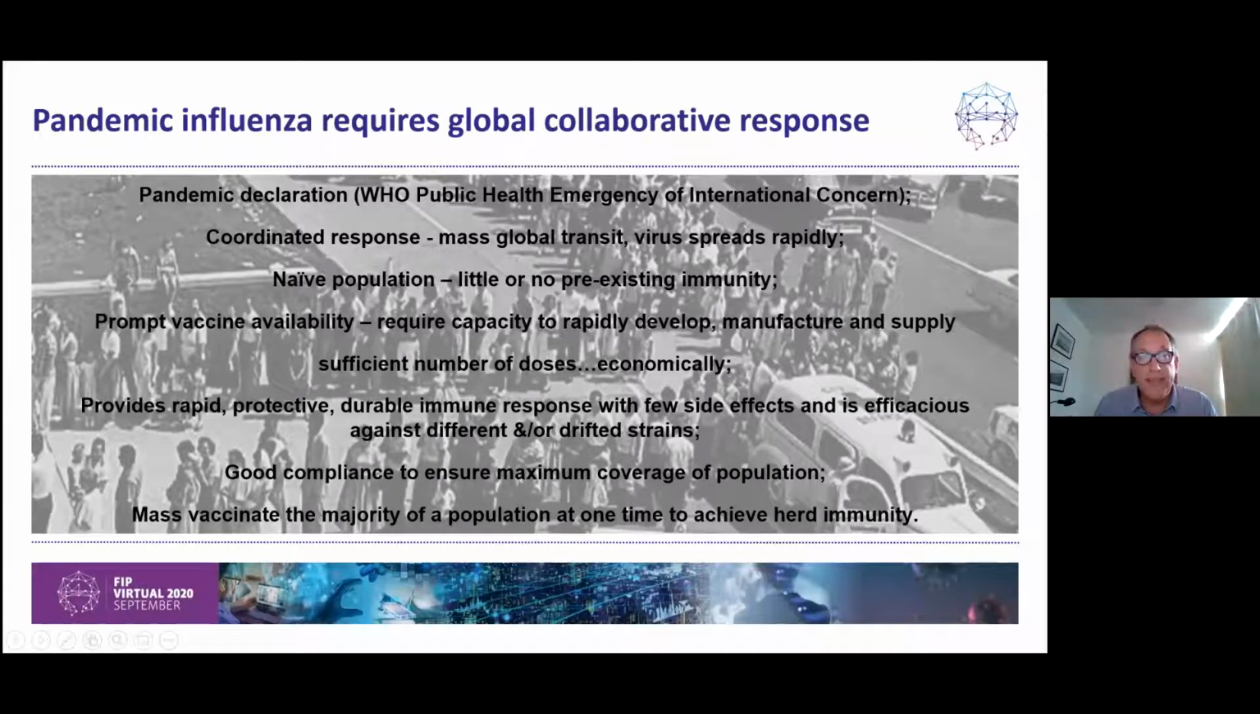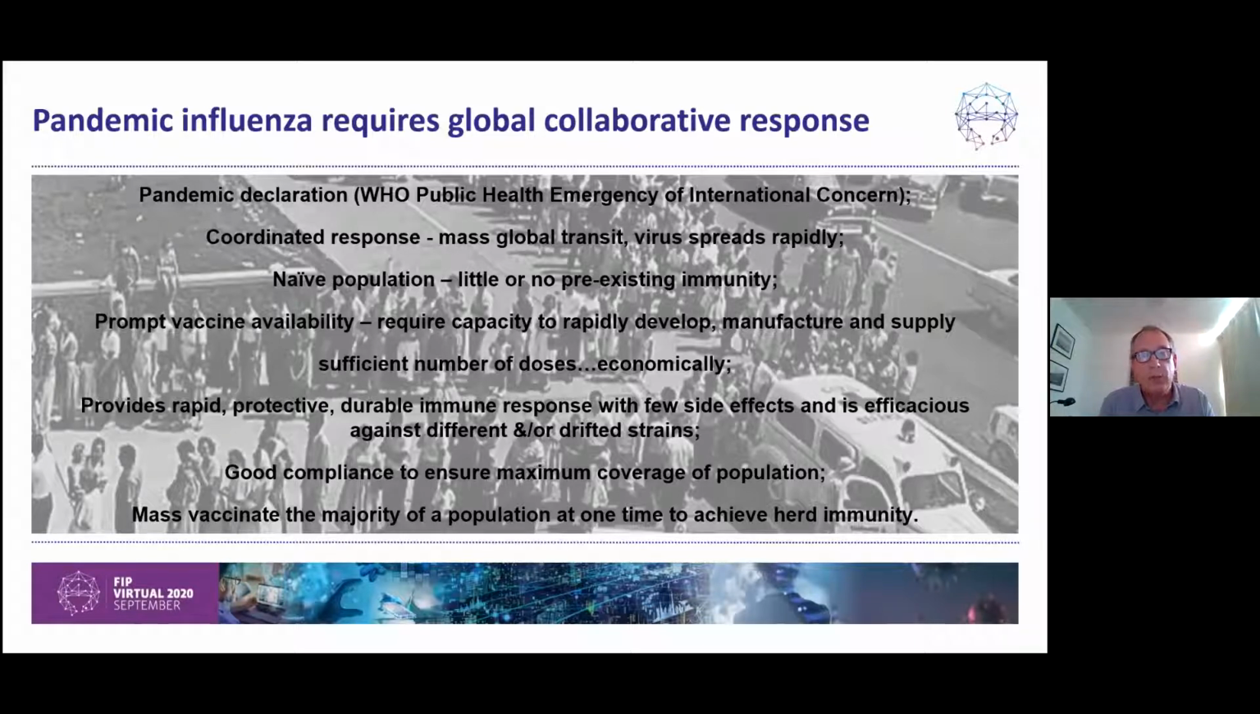Human beings today travel en masse. There's many more of us. There's about 8 billion on the planet compared to the previous H1N1 pandemic over 100 years ago, when there was far fewer than 8 billion people, and people didn't travel as much. As a result, the virus spreads more rapidly today than it did in that last mass pandemic. People are naive. It's a strain that people's immune system has not been exposed to. So there's little or no pre-existing immunity. So that makes it more critical as well.